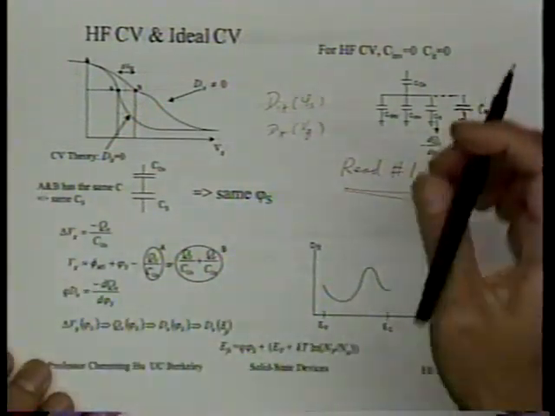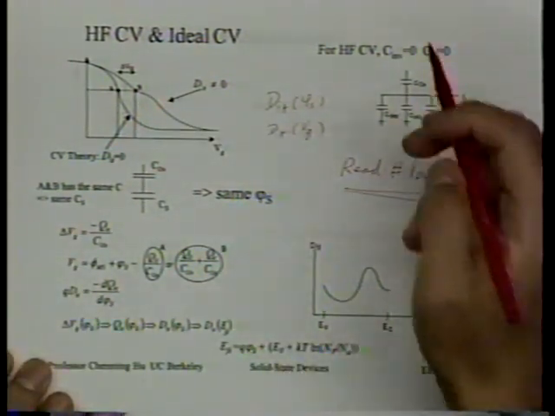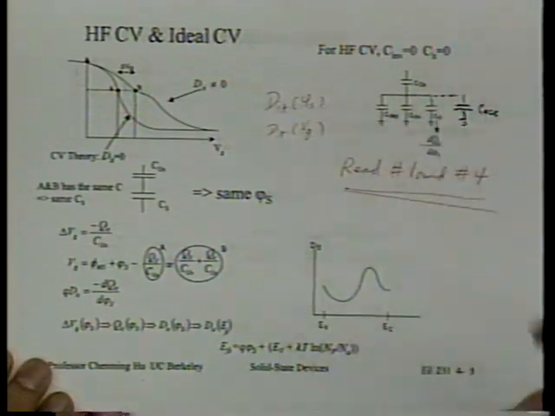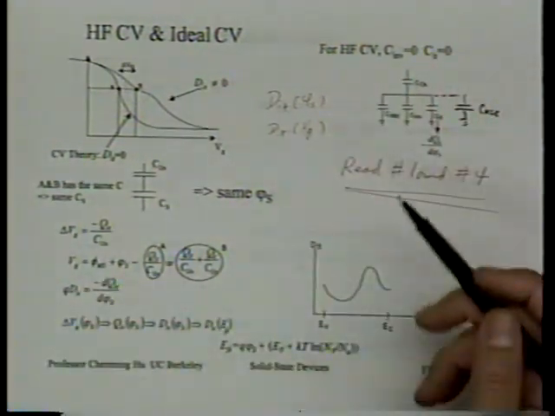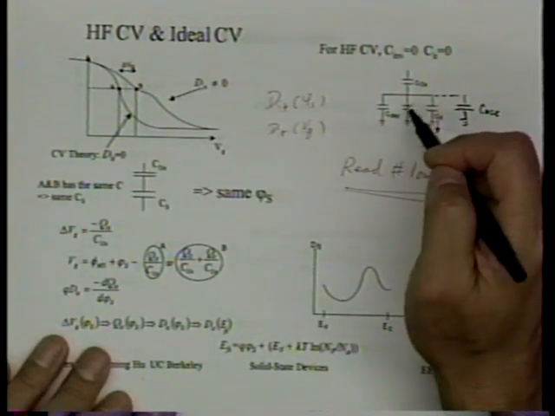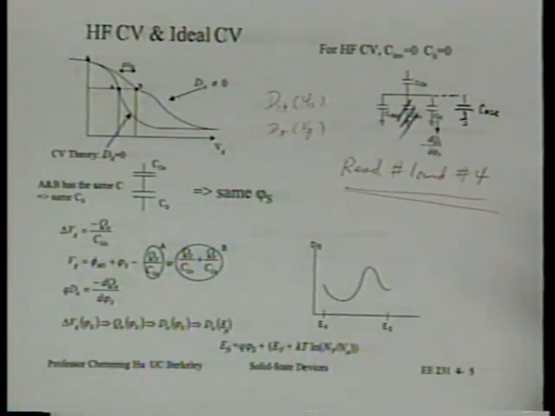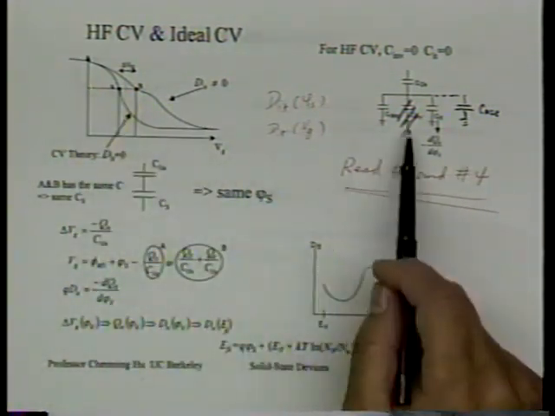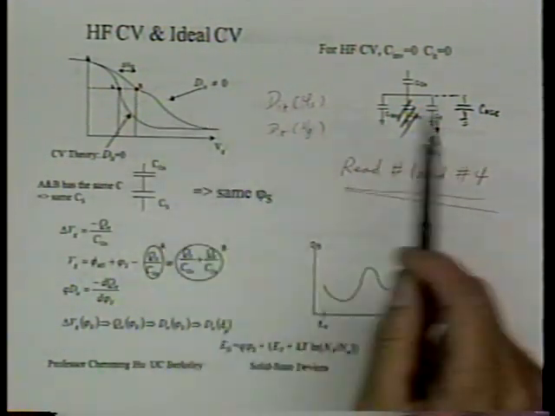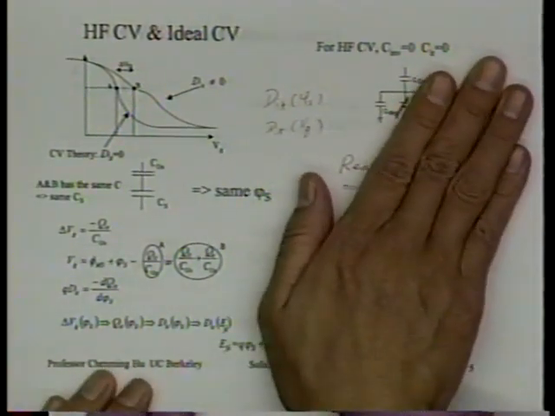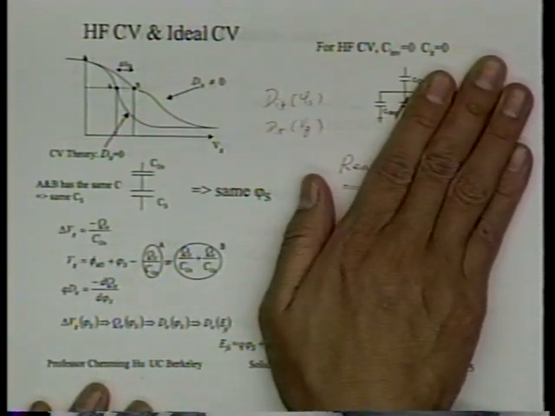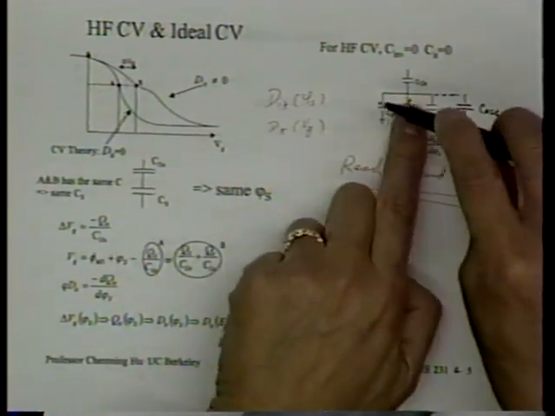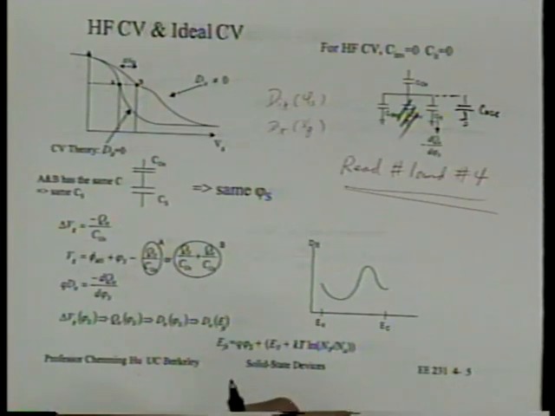For the same reason, I really should have just omitted the C inversion. I'll leave it there, just to give you a chance to cross it out here. We can omit this too, really. So we really omit both. So you will say curve A should follow this equivalent circuit, only C depletion, and curve B should follow this equivalent circuit with C depletion and C interface trap, right?